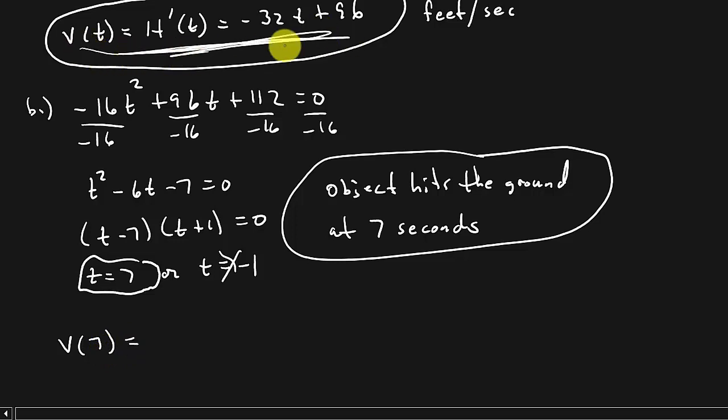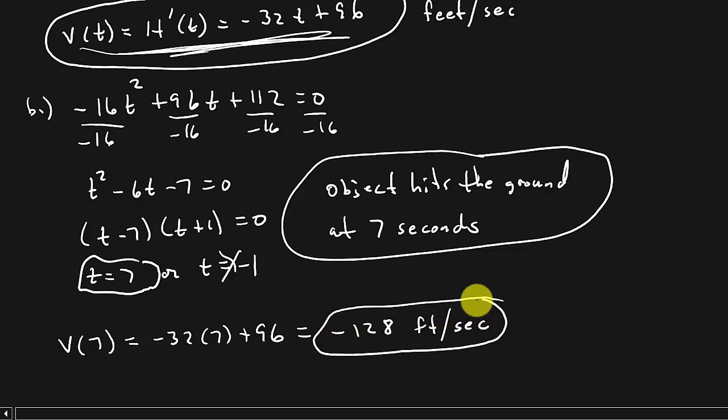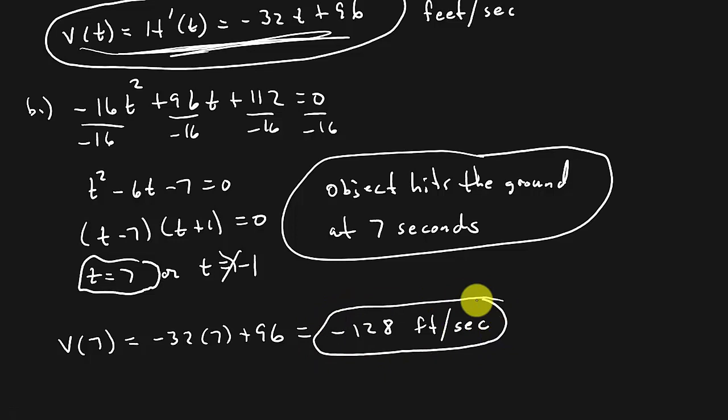And remember, here's your velocity function. So that's -32 times 7 plus 96. And punching all that into your calculator, you're going to get negative 128 feet per second. And that would make sense. The negative 128, that means that's velocity. That means it's going downward, right? It would be like it's retreating, okay? Because you threw the ball up, it's going up, and then it's coming back down.